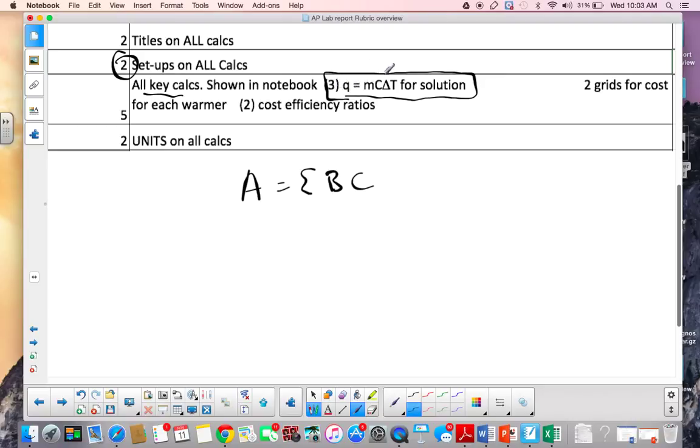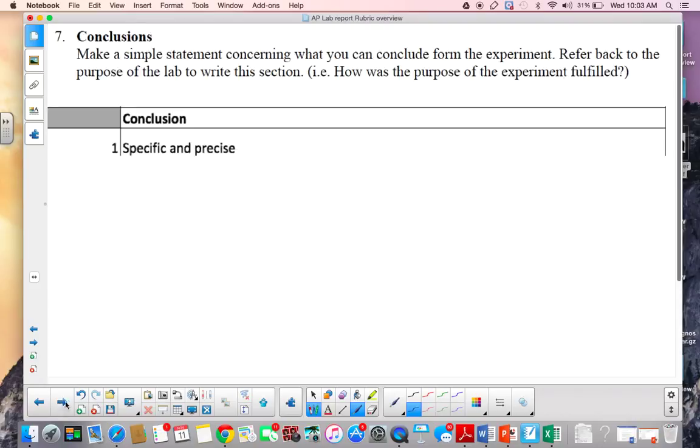You do Q is equal to MC delta T, and then you would show 2 grids for the cost of each warmer, and then the cost efficiency ratio. Everything you're basically supposed to be calculating in a lab, whatever the purpose of the lab is, you would get points for. So in this case, it's 5 points. Units, units, units, that goes back to the trifecta. You get 2 points for having all the units, and then you get deductions.